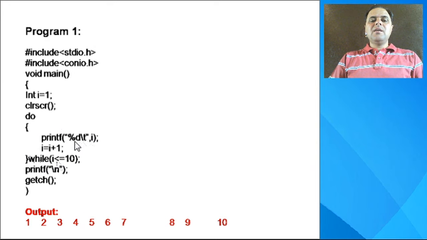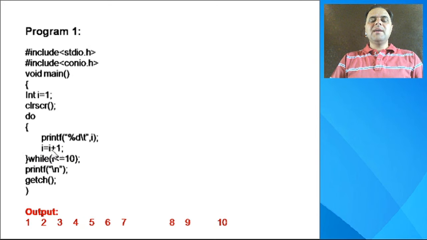Then 6 got printed here and i becomes 7. 7 is less than or equal to 10, yes, true. Then 7 got printed and i becomes 8. 8 is less than or equal to 10, yes, true. So 8 got printed, and i becomes 9. 9 is less than or equal to 10, yes, true. So 9 got printed, and it becomes 10. 10 is less than or equal to 10, yes, true.